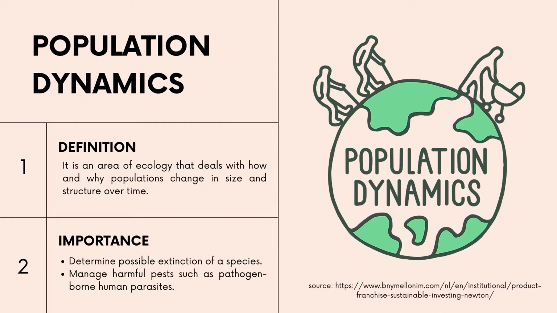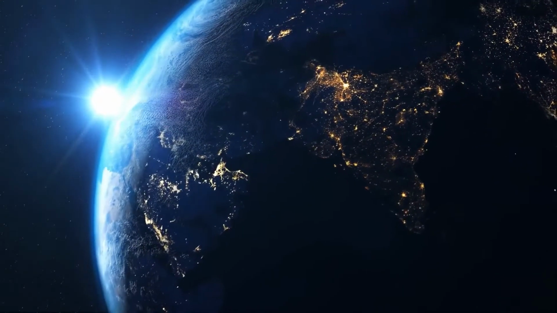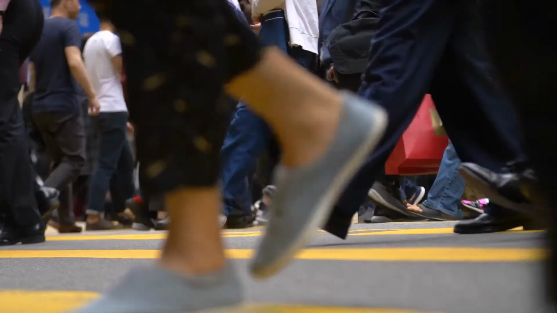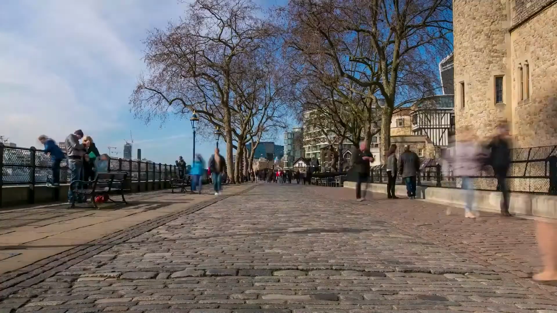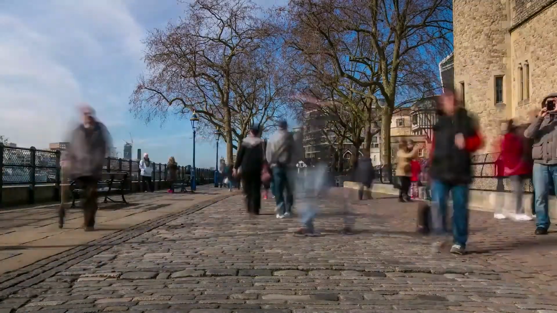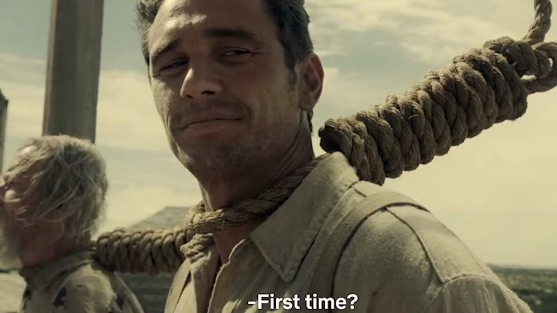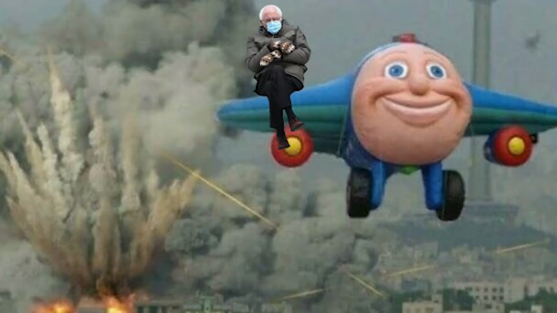Population dynamics is an area of ecology that deals with how and why populations change in size and structure over time. It is mainly concerned with factors influencing expansion, decline, and maintenance of population, including the effects of four demographic processes such as birth, death, immigration, and emigration.